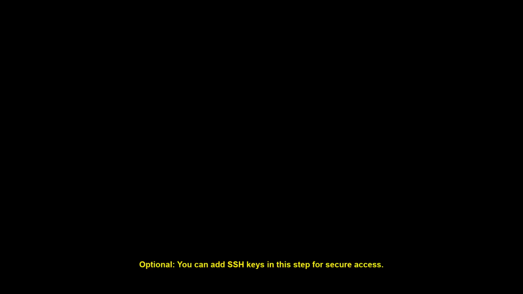Optional, you can add SSH keys in this step for secure access. Review your selections to ensure everything is set up correctly. Click on the Create Linode button to provision your new instance. Once the Linode is created, you will see it listed on your dashboard.